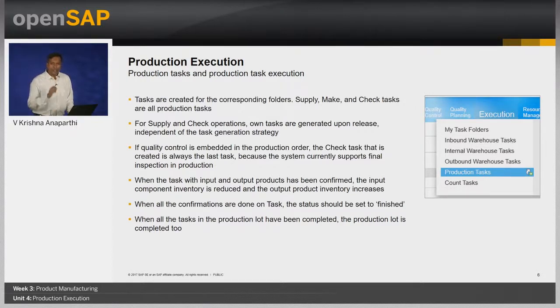When a task with input and output products has been confirmed, the input component inventory is reduced and the output product inventory increases. When the task has been confirmed in full, its status will be set to finished. When all the tasks belonging to a production order have been completed, then the production order will be in the set status and the production lot will be in the set completed status.